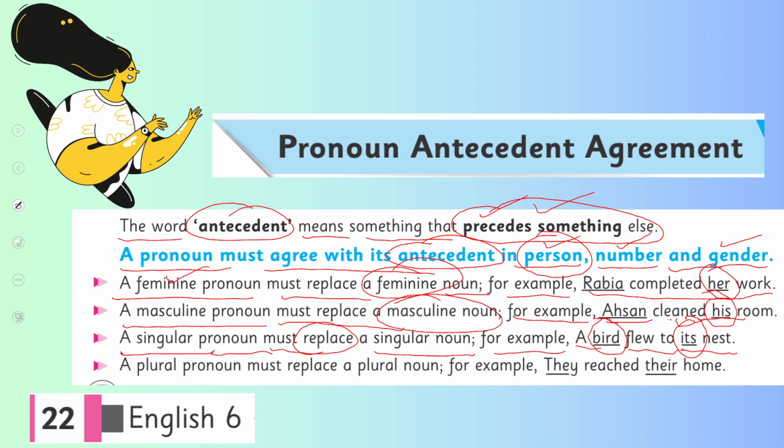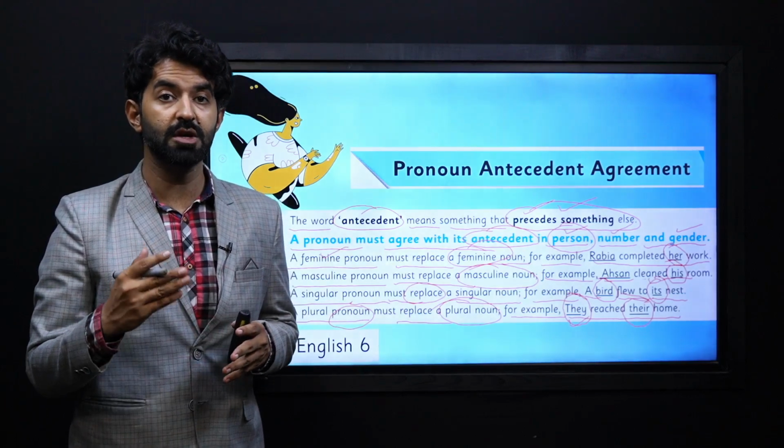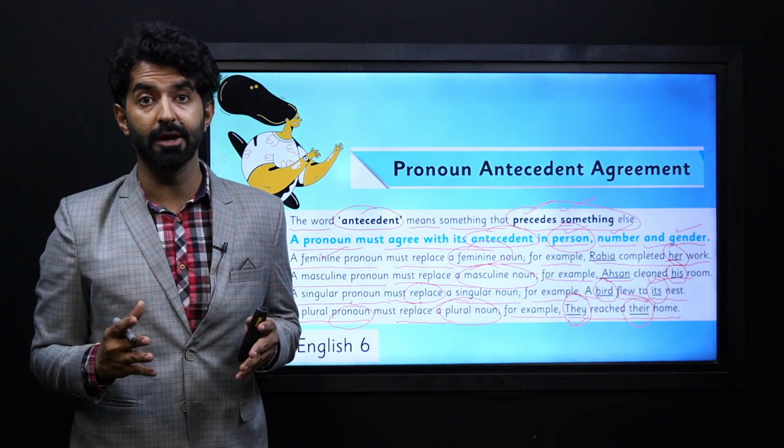And lastly, a plural pronoun must replace a plural noun. For example, they reached their home. Since we are talking about more than one person and we are using they, hence we will use the pronoun which is according to the number. So here we are using their. So we are clear about all these different situations in which we will be using our pronoun antecedent accordingly to the noun.